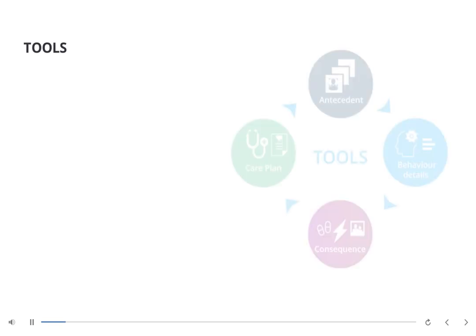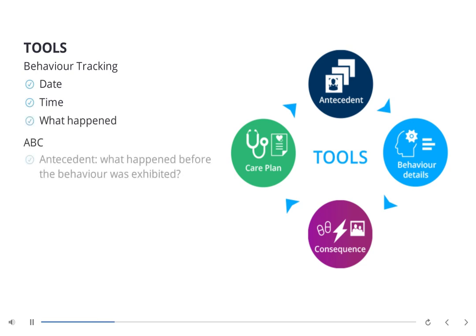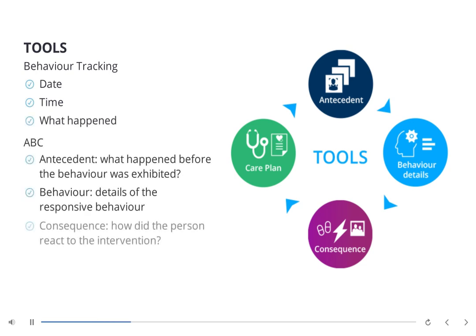There are a number of tools to assist you in determining the needs of the person that you care for, including a behavior tracking tool. This tool will prompt care providers to describe what was happening when the responsive behavior was exhibited, then what happened when you intervened. Then you will have enough information to develop a care plan for the individual.